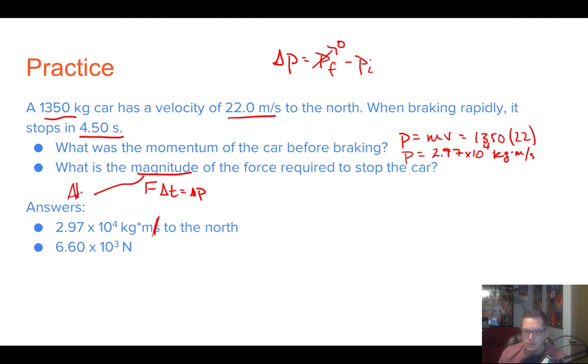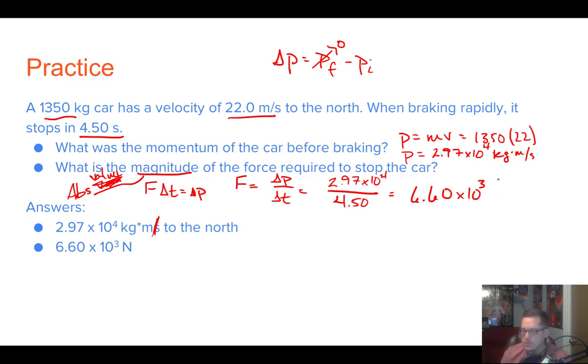Remember, we see the word magnitude, and we automatically think of absolute value. So our force is simply going to be equal to the delta P over delta t. Our delta P is going to be this guy up here, 2.97 times 10 to the fourth, because we're starting there and ending at 0, and we're dividing it by our time, which is 4.50 seconds. So we take 2.97 times 10 to the fourth divided by 4.5, and we get 6,600, and we need 3 sig figs, so it would be 6.60 times 10 to the third, and this would be in newtons, right? Because this is a force value. All right, and that matches what I got earlier today, which is good.